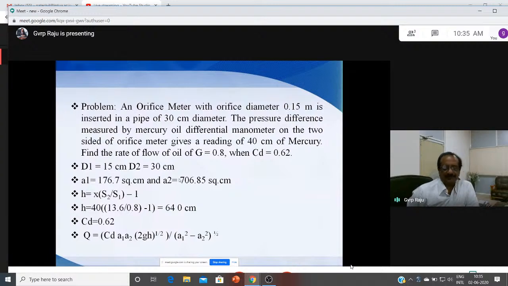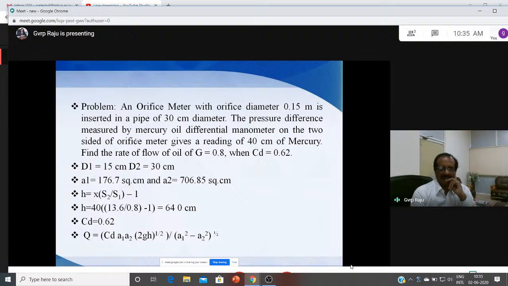An orifice meter with orifice diameter 0.15 meter is inserted in a pipe of 30 centimeter diameter. We have a 30 centimeter diameter pipe in which an orifice meter is introduced so that the orifice diameter is 0.15. So here diameter D1 is 15 and diameter D2 is 30.